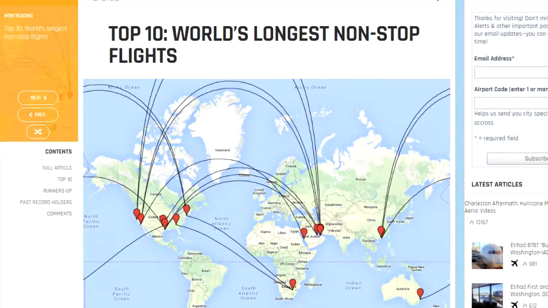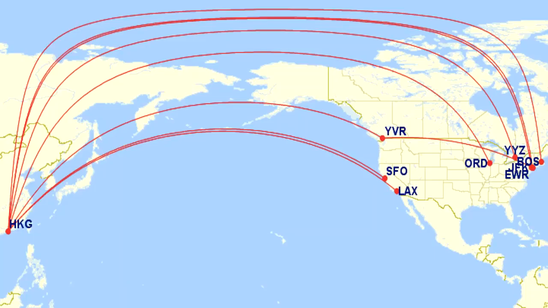So if we look at some of the world's longest non-stop flights, they all go over the pole, whether it's on the west coast or the east coast. Now, the issue is there's a problem with time and distance. So let's look at time first.